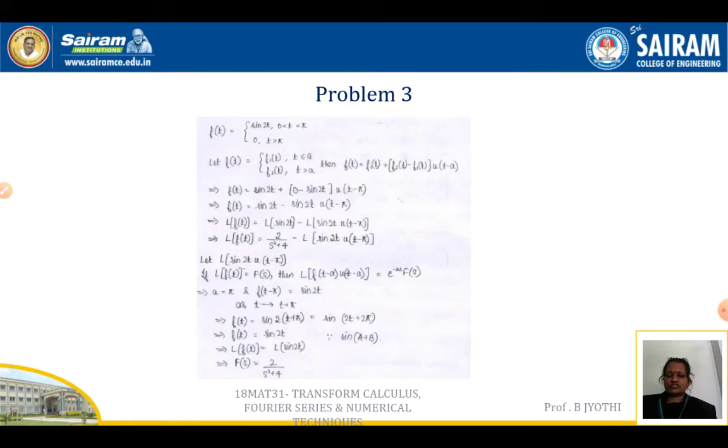Let's see the next question. F of t is given by sin 2t when t is varying between 0 to pi and 0 when t is greater than pi.